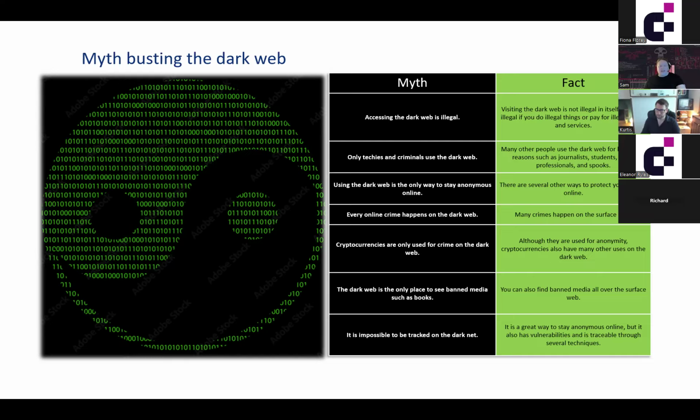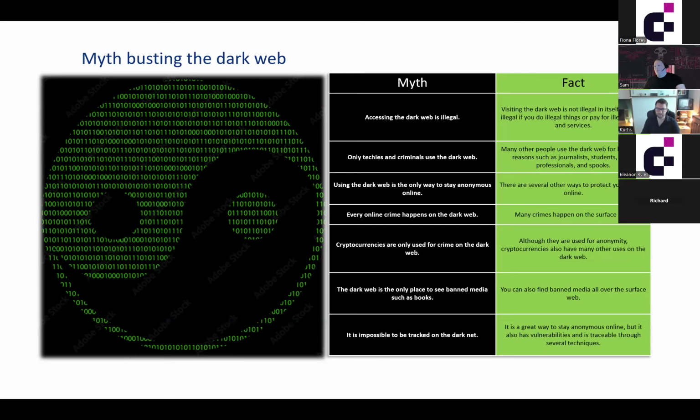Cryptocurrencies are used for crime only. That's not technically true, although it's getting harder to defend it, I think. Curtis might disagree with me. But although it is used for anonymity, cryptocurrencies have many other uses to be able to transfer assets instantly between people without a middle person.